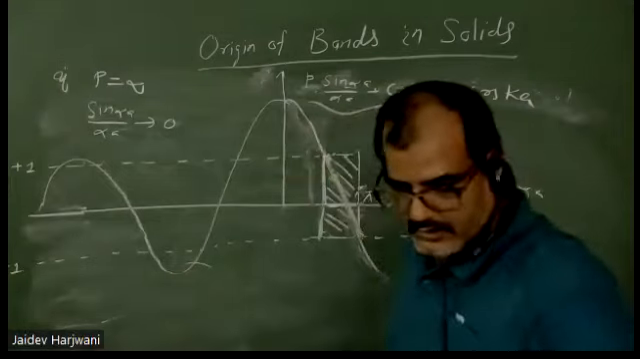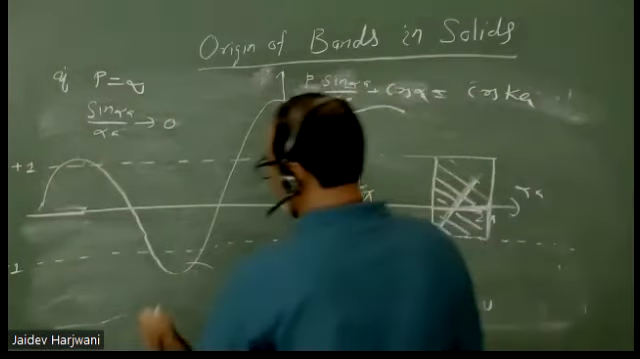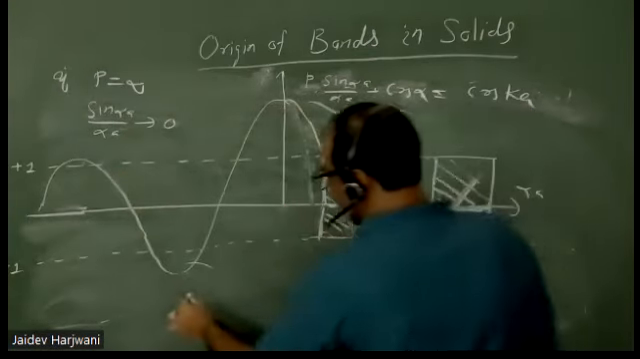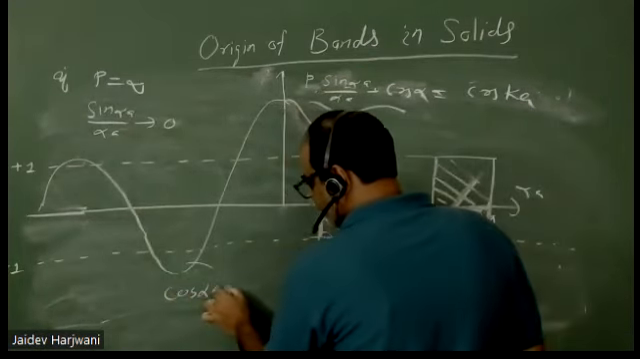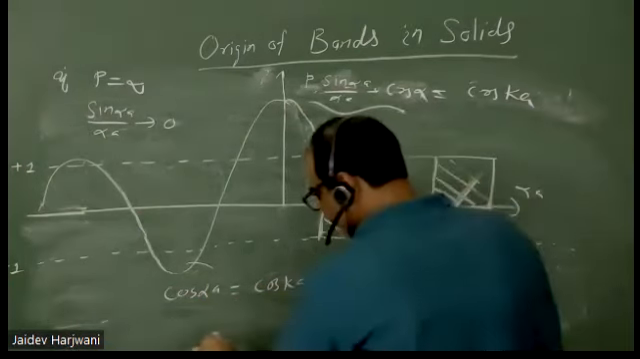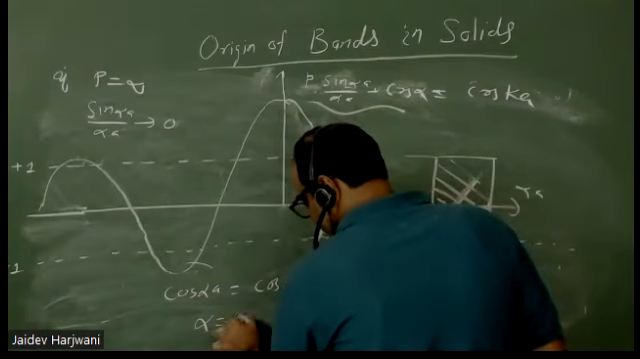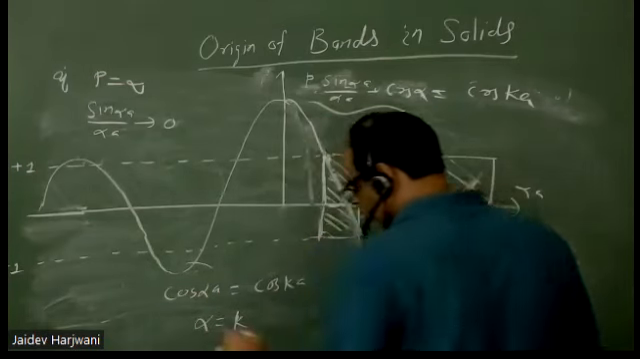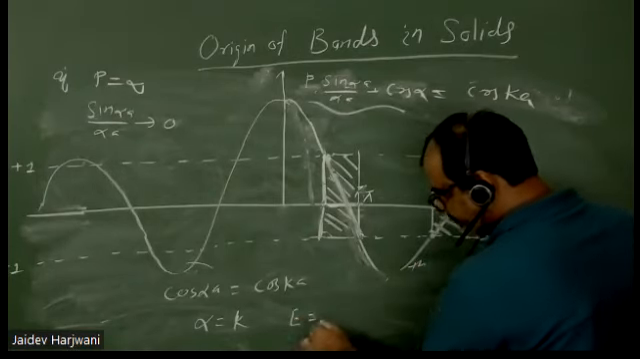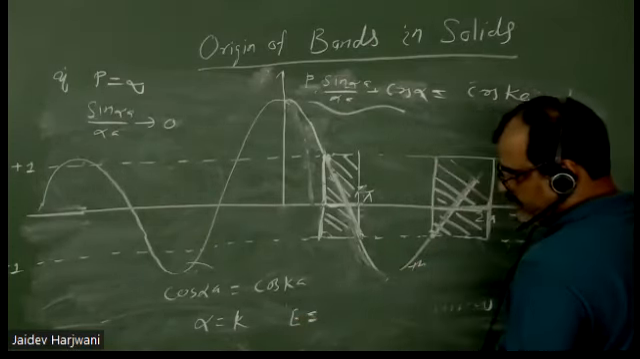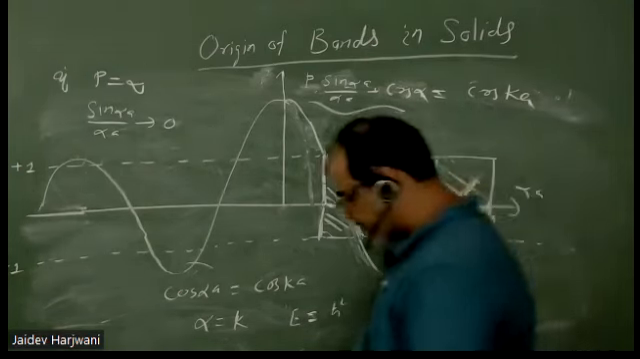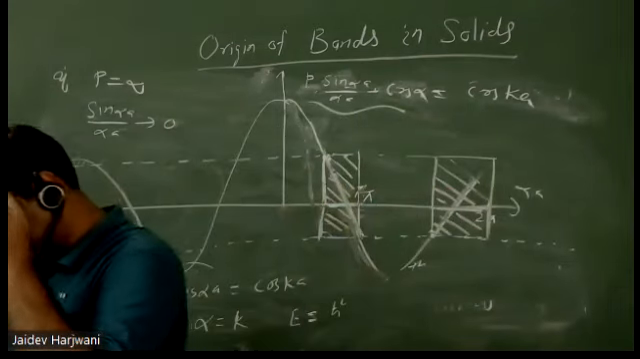Okay, so in that case, cos alpha a is equal to cos Ka, and that will give you alpha equal to k. Now I know what my energy is. Energy is h cut square k square by 2m.